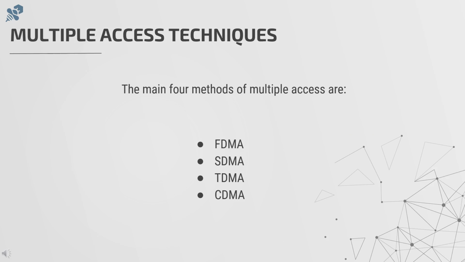There are different methods of multiple access depending on the way to divide the resource. However, the four main methods are frequency division multiple access, space division multiple access, time division multiple access, and code division multiple access. In this presentation, we will only take a closer look at the last two.